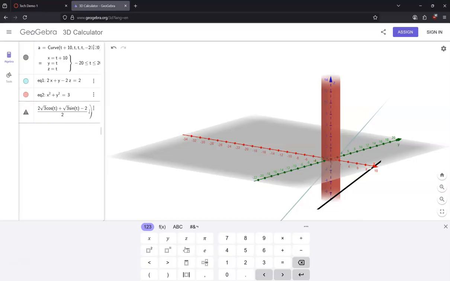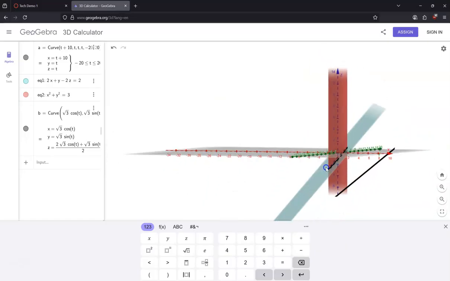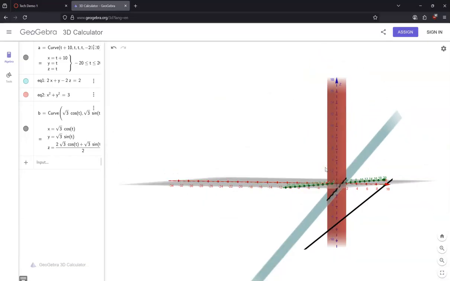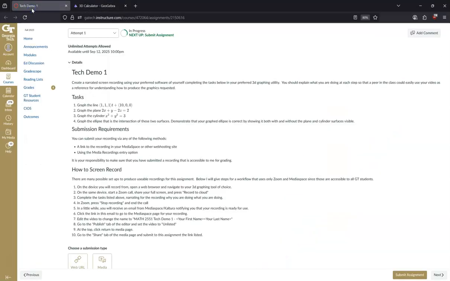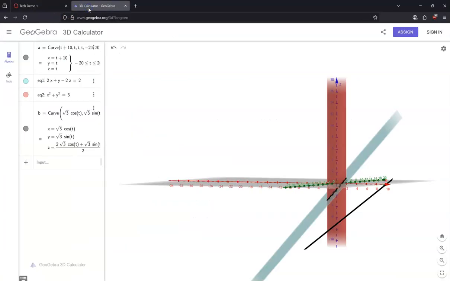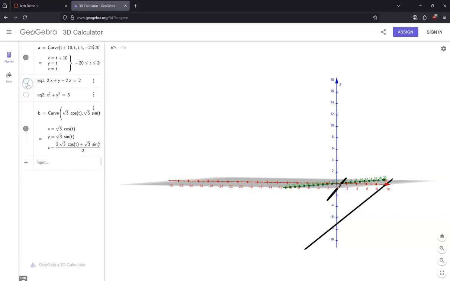Now, comma there. Again, same as we did for the first curve, we're going to need to have a range through it. So what I'm going to have is it going from t, comma, 0, comma, to pi. And showing this, you can see that it hits the intersection of these two. Now, to show it graphed both with and without the plane and cylinder, we just click these two buttons right here, which hides them. So that's the formula done.